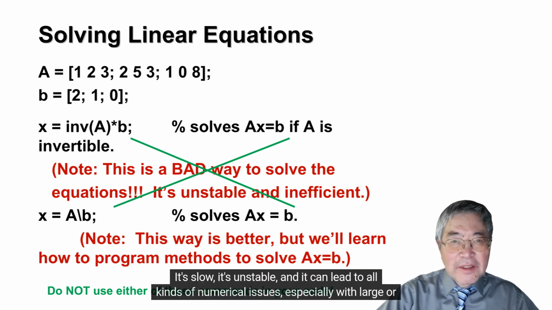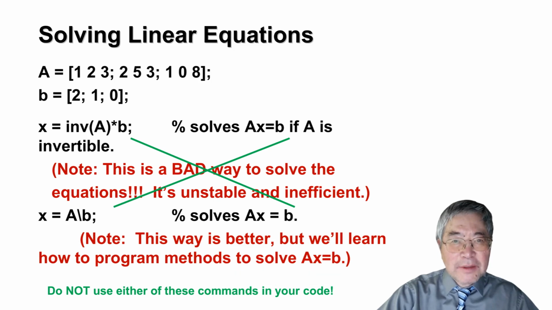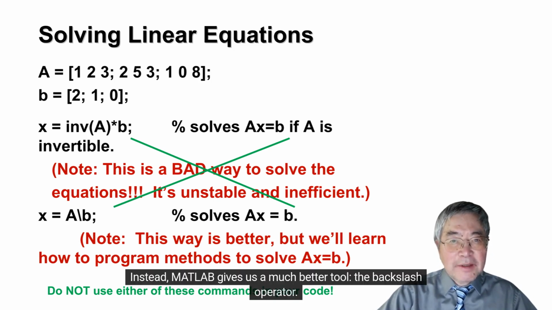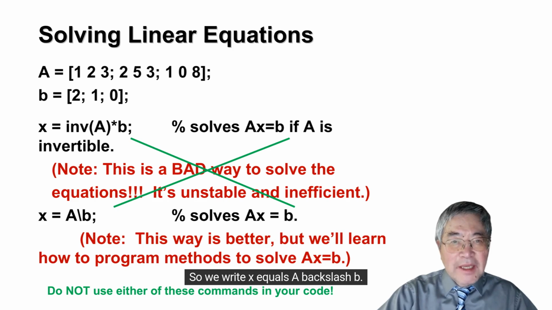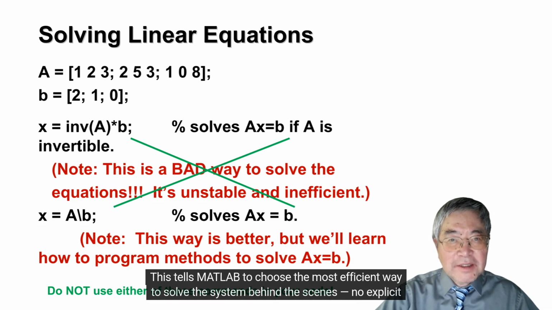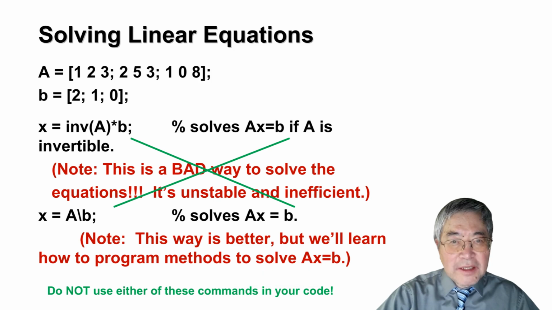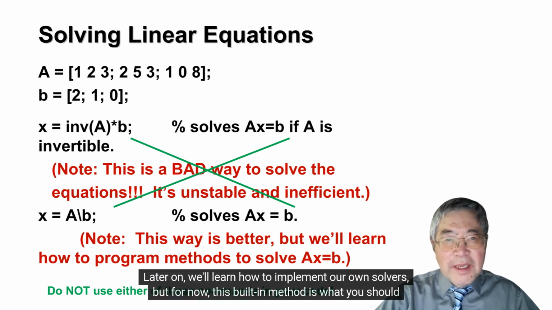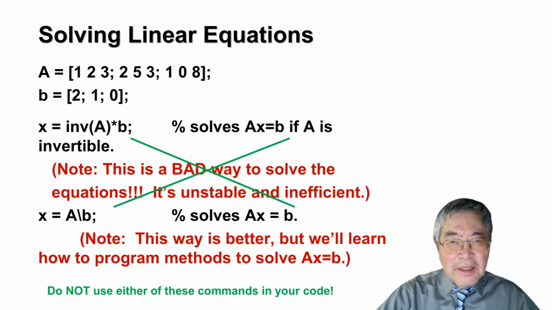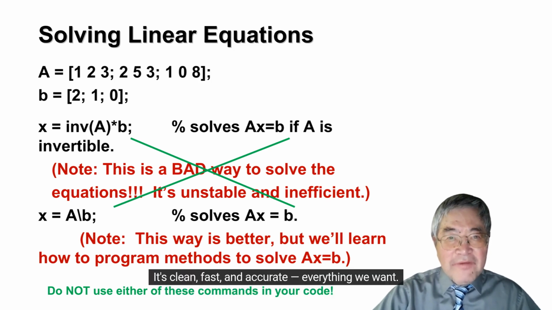It's slow, it's unstable, and it can lead to all kinds of numerical issues, especially with large or ill-conditioned matrices. Instead, MATLAB gives us a much better tool, the backslash operator. So we write x equals A backslash b. This tells MATLAB to choose the most efficient way to solve the system behind the scenes, no explicit inverse needed. Later on, we'll learn how to implement our own solvers, but for now, this built-in method is what you should use. It's clean, fast, and accurate, everything we want.